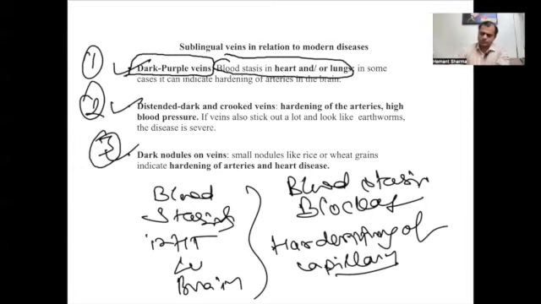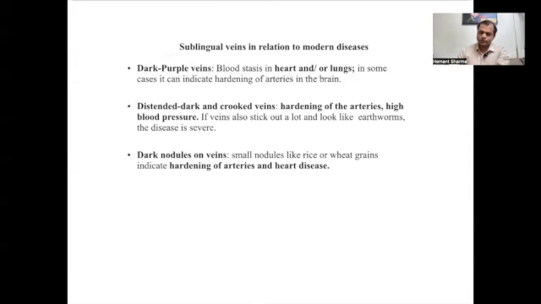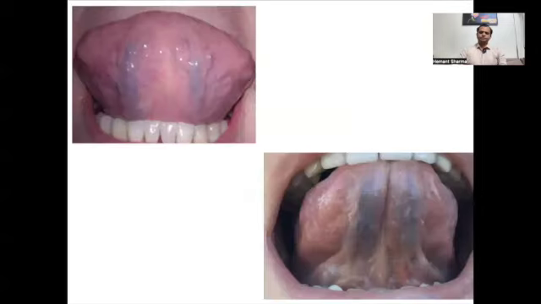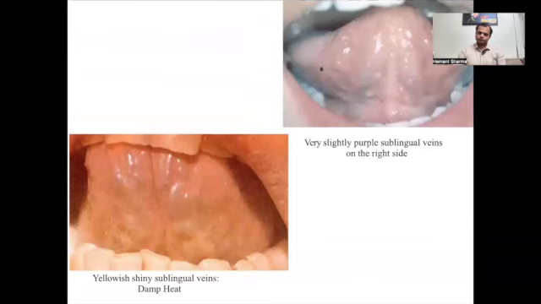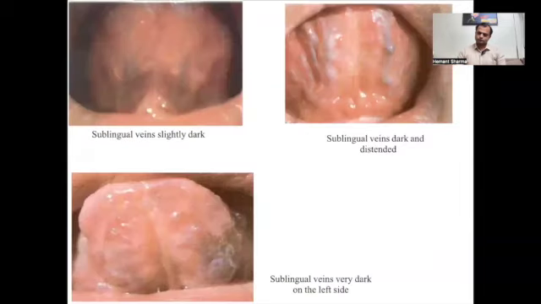Now the second condition, condition number 2. Condition number 1 means just a blockage, so no good energy supply. The condition number 2, distended and crooked veins. Like see this, this is the distended vein.